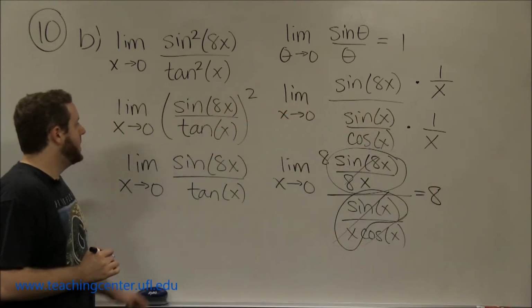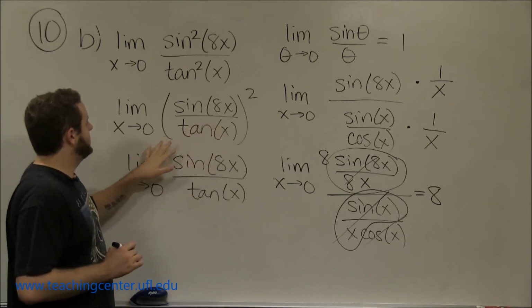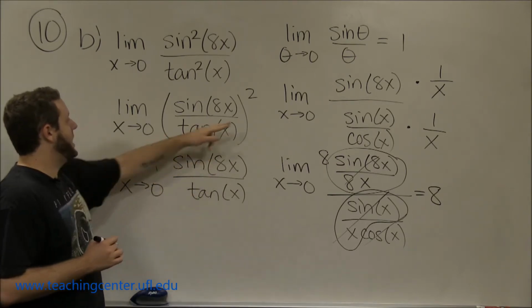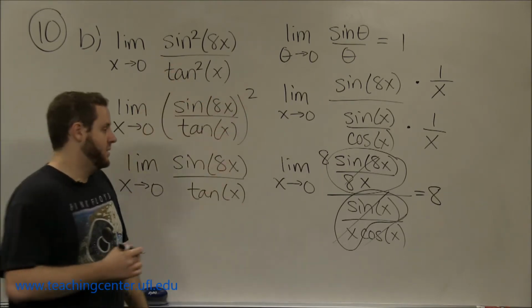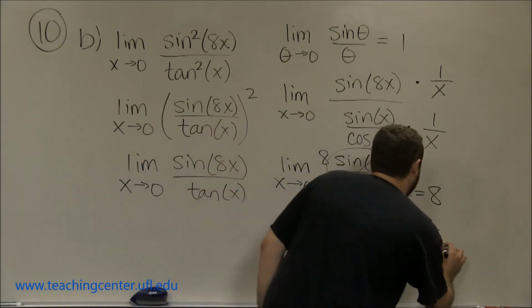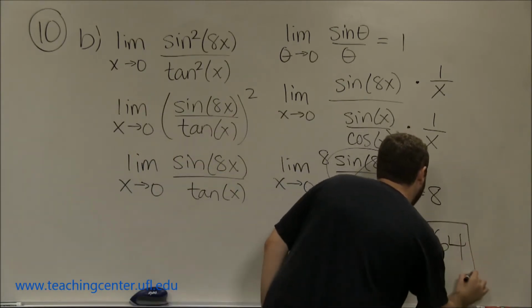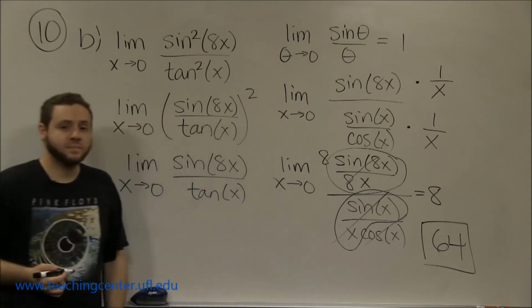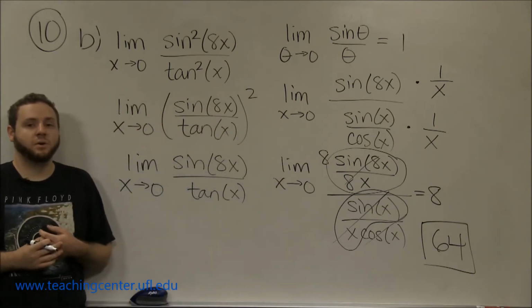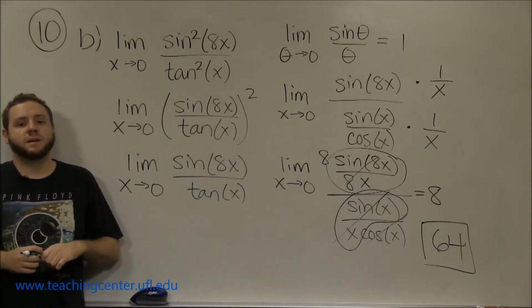However, remember that whatever we got from the work on this limit, we have to square it to get our final answer. So our final answer here is 8 squared, which is 64. Again, the key to answering this problem is knowing that trig limit identity and how to apply it.